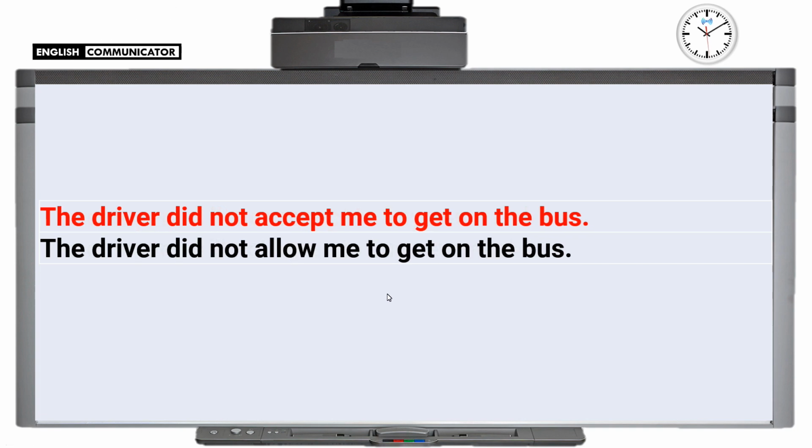The driver did not accept me to go on the bus. Wrong. Why? The driver did not allow me to get on the bus. The difference is, here's a driver and he does not give you allowance. He doesn't give you permission. Not accept me, because that is an entry problem. And entry is always allow. The driver did not allow me to get on the bus. Not accept me to get on the bus. It's a very simple, but very informative sentence.